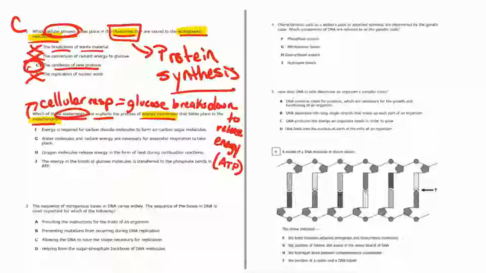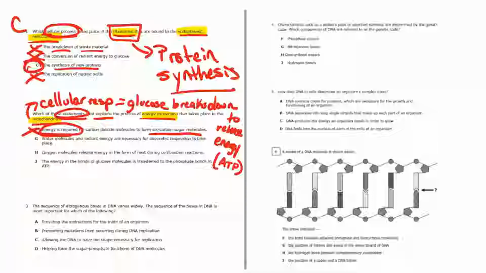F, energy is required for carbon dioxide molecules to form 6-carbon sugar molecules. No. Energy is required. They're telling you that you're requiring energy to actually form that sugar molecule. So in other words, you're not breaking down the glucose, they're telling you that you're making it. So that would sound like it is not cellular respiration.